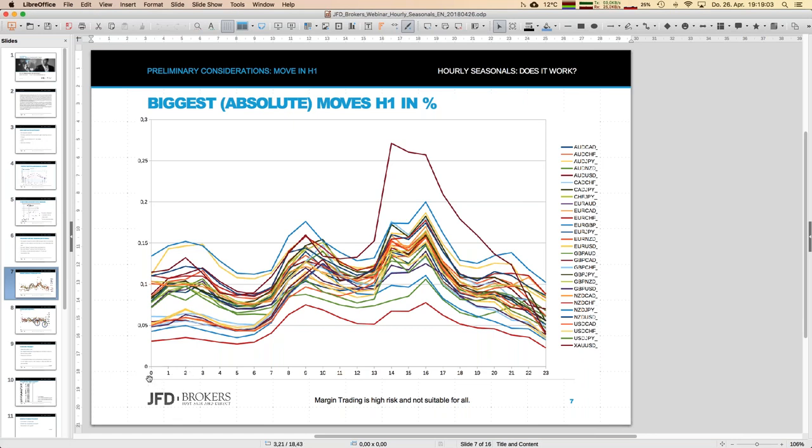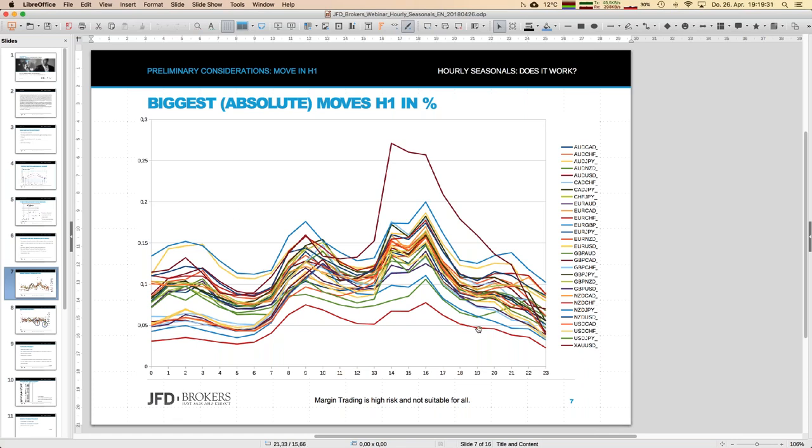So once again, the x-axis are hours. So 11 stands for 11 o'clock. And all numbers here are always German time. So if you are living in another time zone, then you might have to shift it. So everything is in German time here. And the y-axis is that average of the percentage move, in this case, the absolute move.